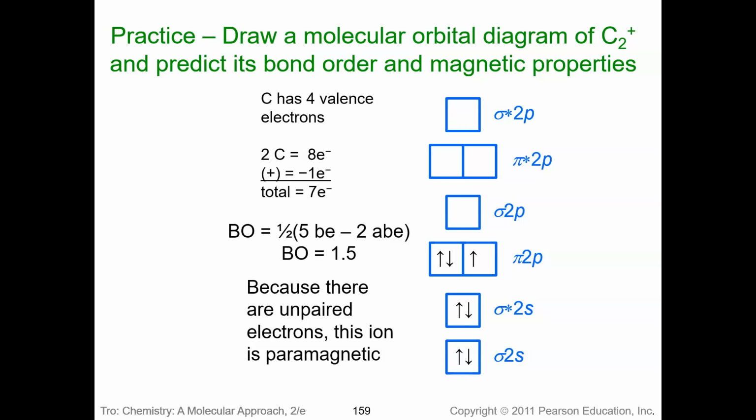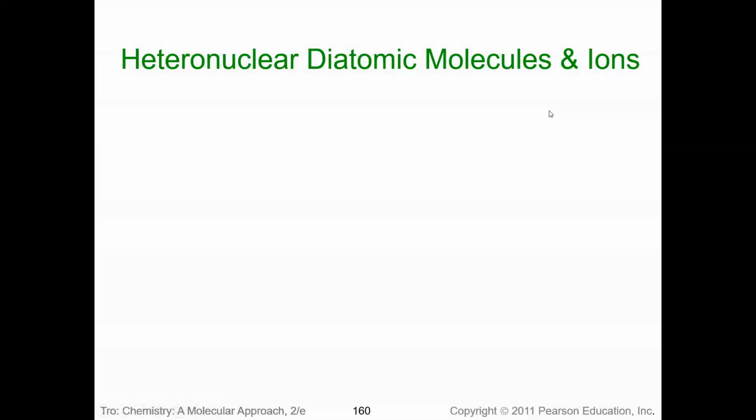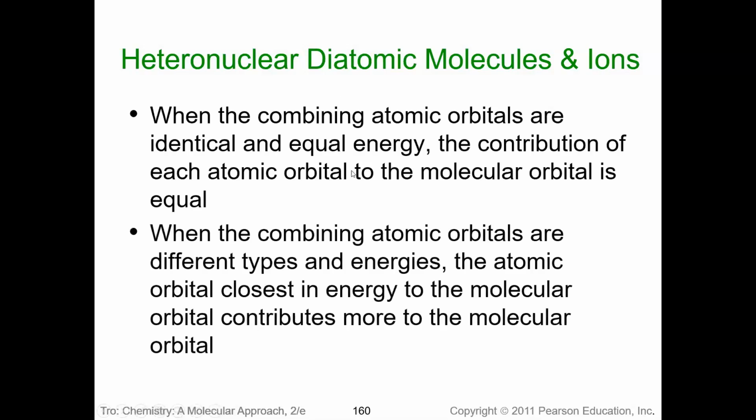Okay, so this is for atoms that are the same, but what about if atoms are different? We're not going to talk too much about this. So what about if they're different, heteronuclear versus homonuclear? When we combine atomic orbitals that are equal energy, like carbon-carbon, nitrogen-nitrogen, oxygen-oxygen, they contribute to the molecular orbital equally. So it's easier to combine. But if we've got different atoms that have different energies, then the atomic orbital closest in energy to the molecular orbital contributes more to the molecular orbital. Okay, so what does that mean? It means it's not going to be so straightforward.